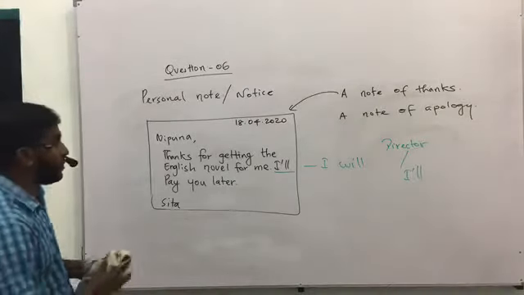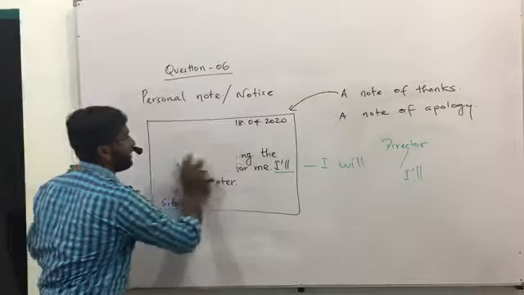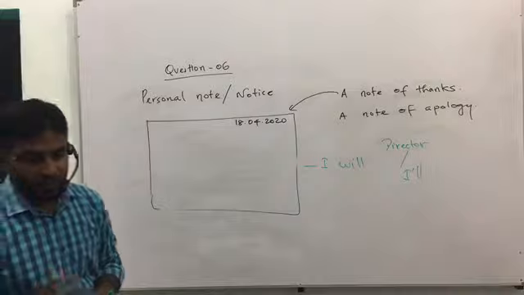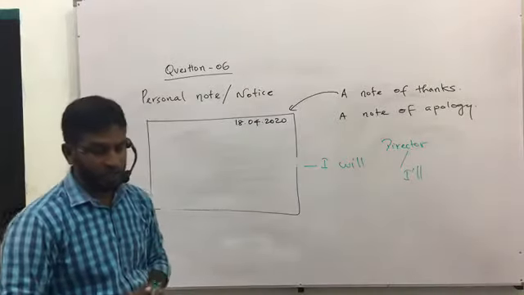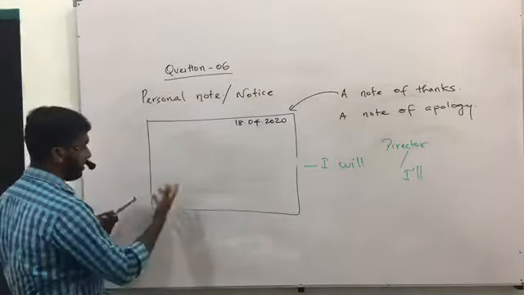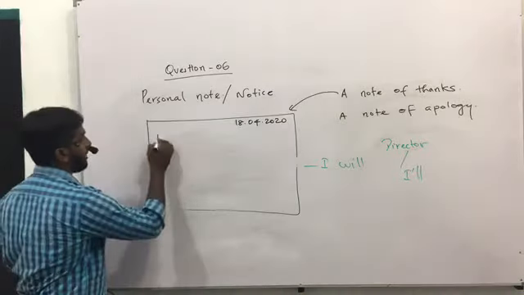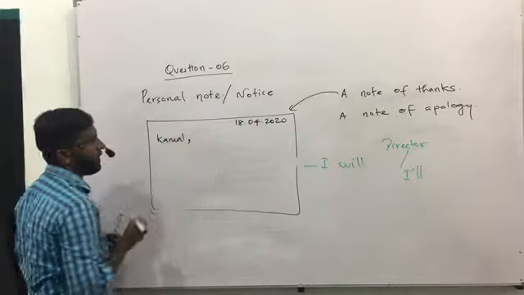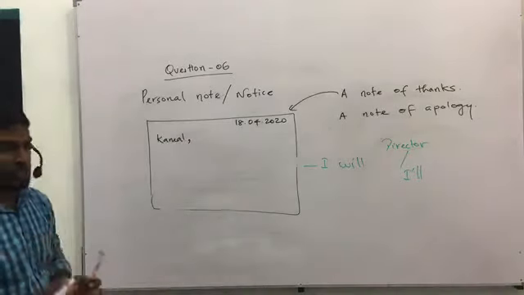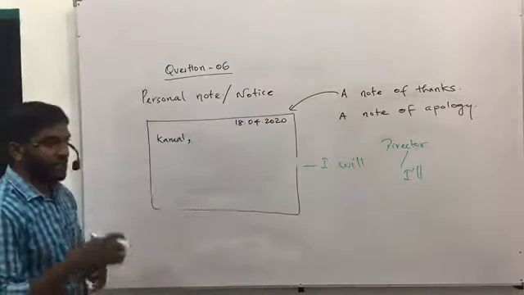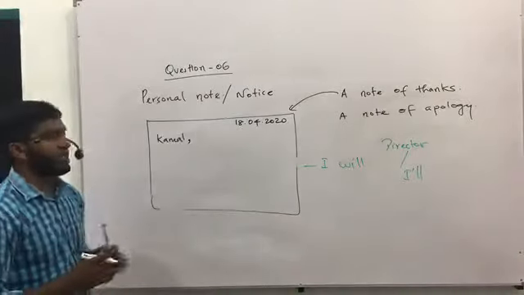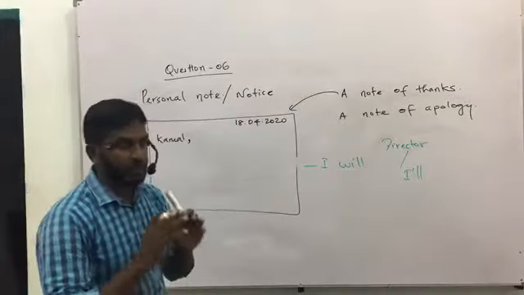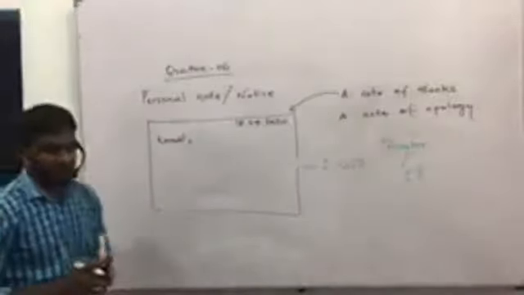Now let's move on to how to write a note of apology. This is a kind of note of apology. You see, now I'm going to change the name to Kamal here, right? At the end of this salutation you must put a comma, right? This is a punctuation mark which must be placed at the end of a salutation when you write a personal note, right?